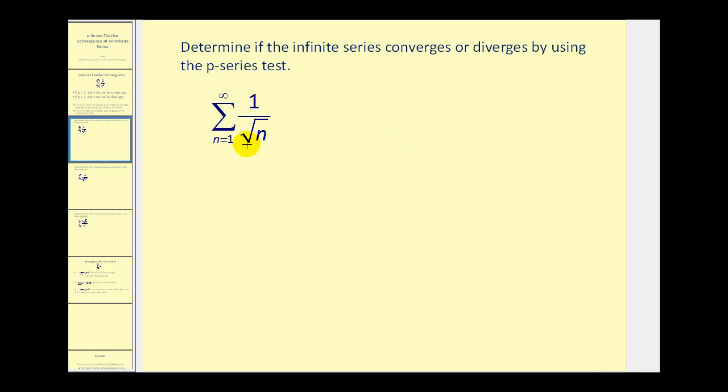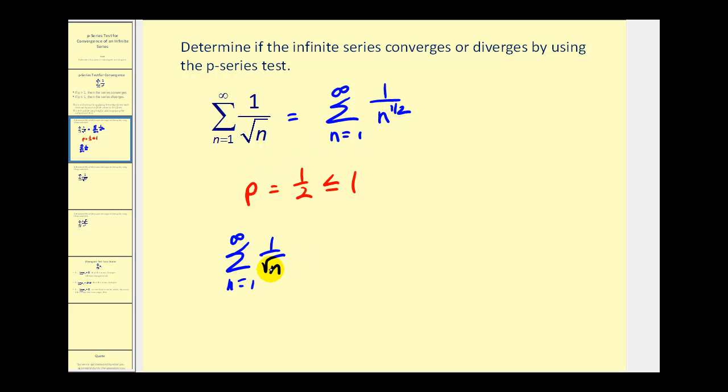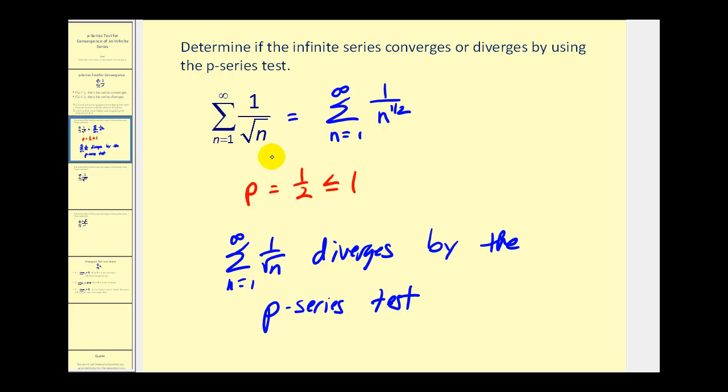So if we take a look at this infinite series, it does fit the form for the p-series. And since we can rewrite this as the summation from n equals 1 to infinity of 1 over n to the power of 1/2, the exponent on n, which we call p, is equal to 1/2, which is less than or equal to 1. Therefore, we know this infinite series will diverge. So we can state the infinite series diverges by the p-series test. So it's a nice quick way to determine if an infinite series diverges or converges if it fits the correct form.